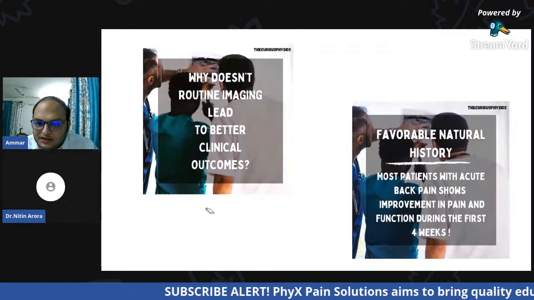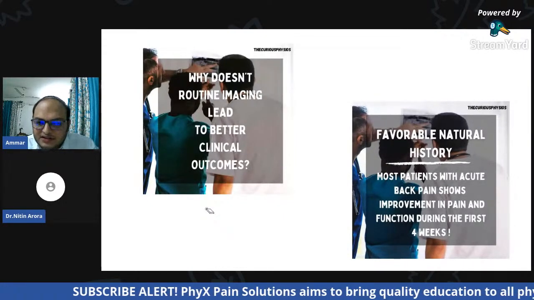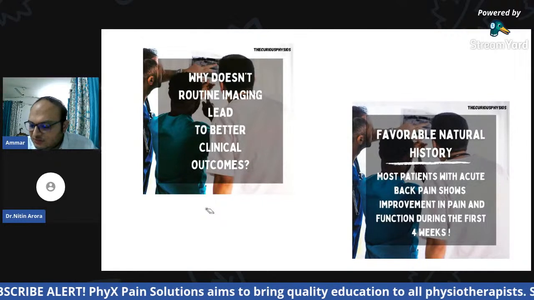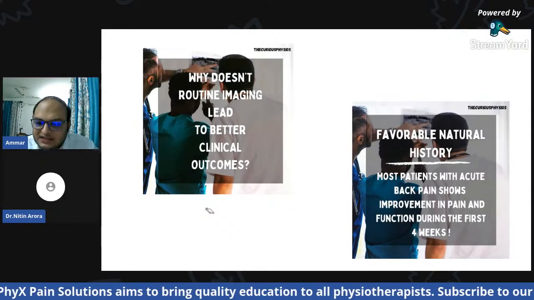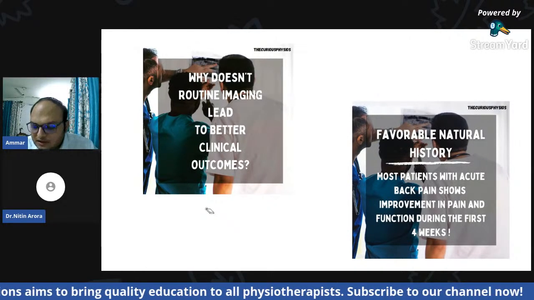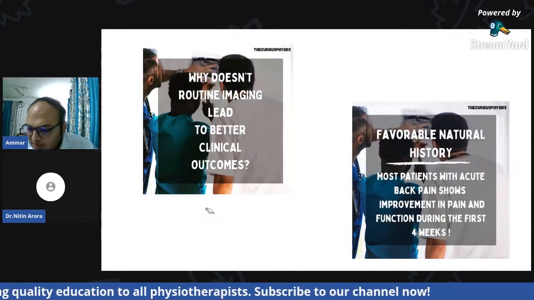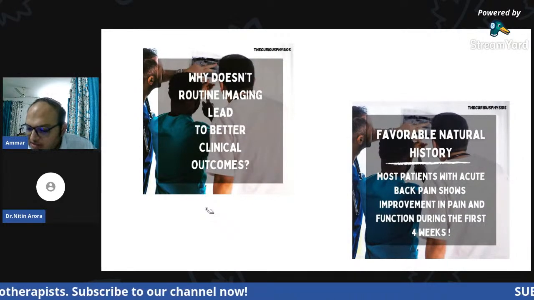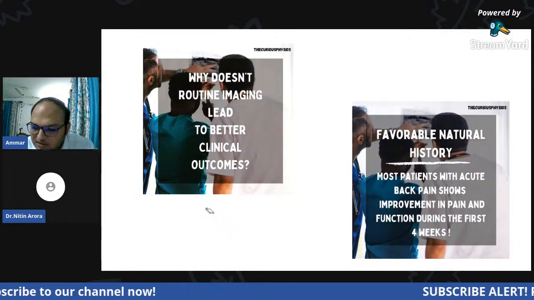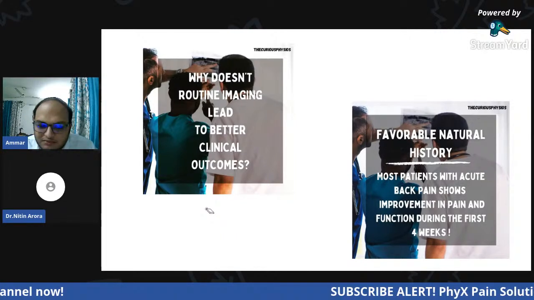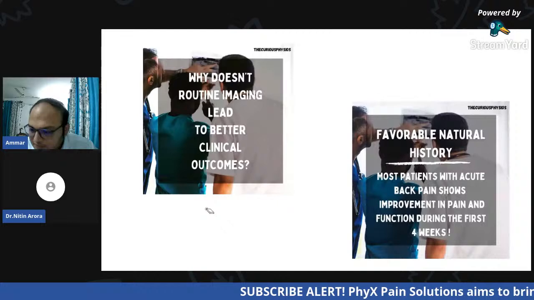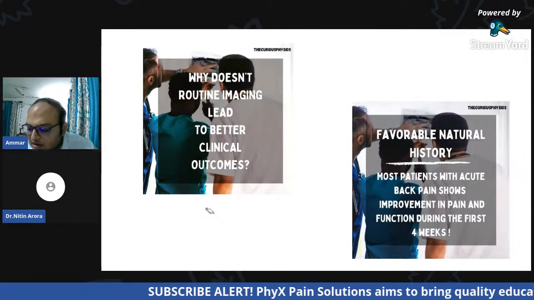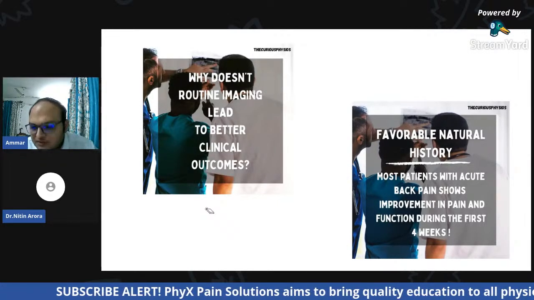I have made these images for Instagram posting. This basically talks about a paper. I'm just trying to emphasize that MRI, X-rays and diagnostic tests we have to use with caution. We have to use them with utmost caution. We should not randomly scan every one of our patients.